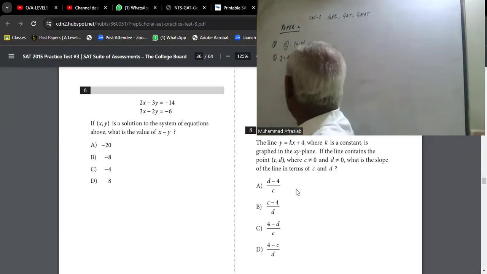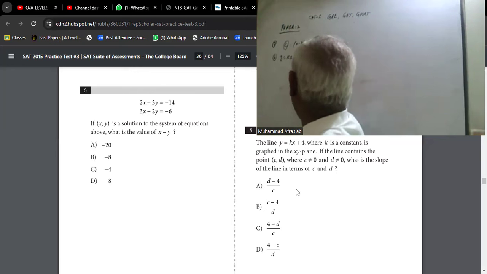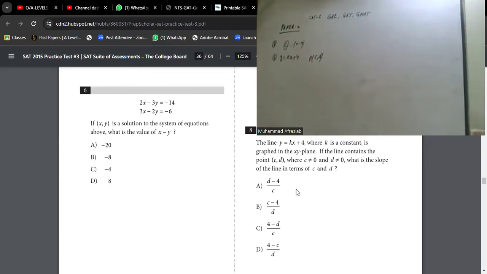And the point is C and D there. So you put y equal to D and x is equal to C. So it is D, it is K into C plus 4. So you are going to find out the slope, which is the value of K there. So D minus 4 is equal to KC, or K value is equal to D minus 4 over C.